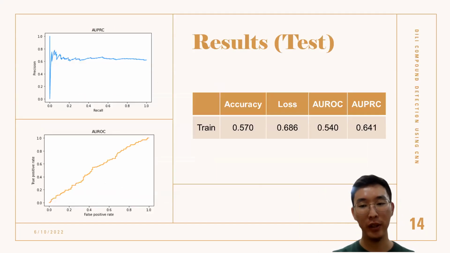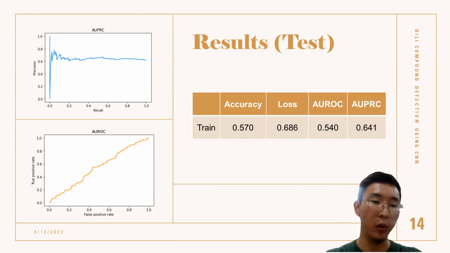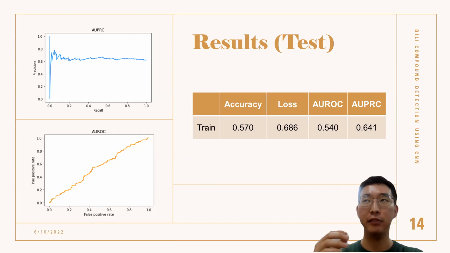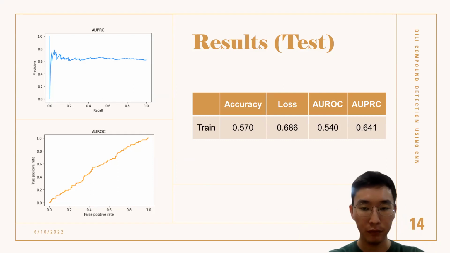The flattened result went through a lot of conversions, and due to that, the test accuracy was not that high, at 0.57, with a loss of 0.686, with AUROC and AUPRC both showing results around 0.5 to 0.6. One might say, looking at this AUROC graph, that this model does not know or is incapable of determining whether a compound is DILI positive or DILI negative.